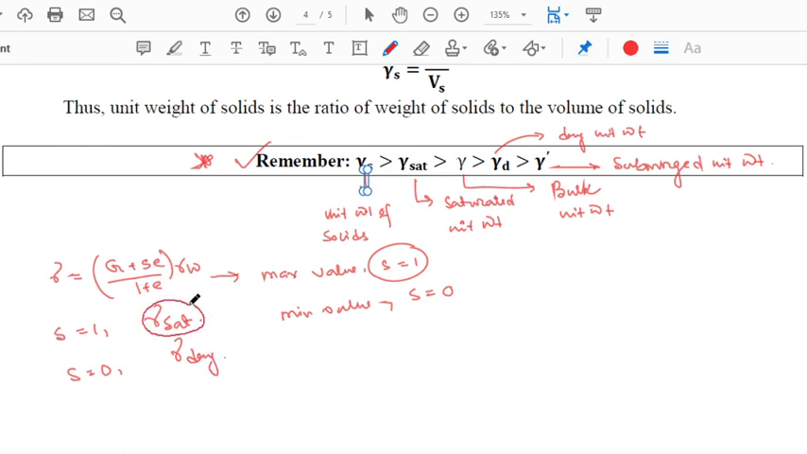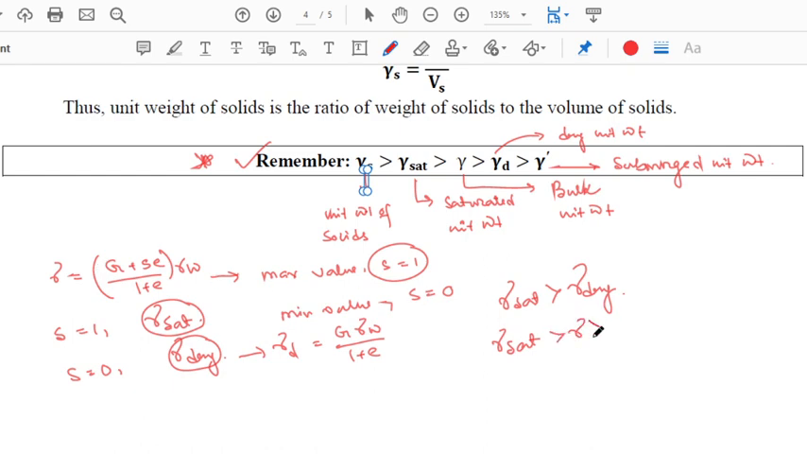So when S is equal to 0, this becomes gamma dry. Gamma sat will be the biggest one, gamma dry will be the smallest, because in gamma dry we get G into gamma W by 1 plus e. The plus portion is removed, and in saturation this is the highest value that we are having. So obviously gamma sat will be greater than gamma dry, and the bulk density will be somewhere in between these two, because S can have any value, say 0.5 or 0.7 or anything. So these three relations we already established.